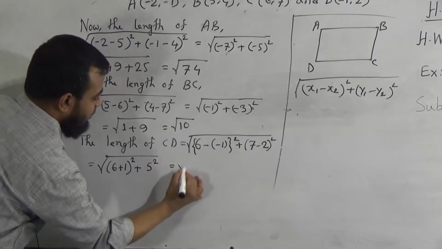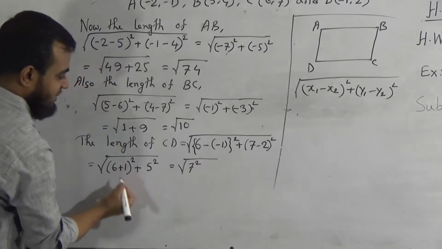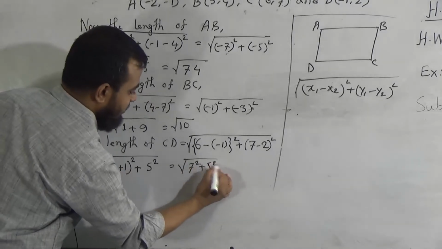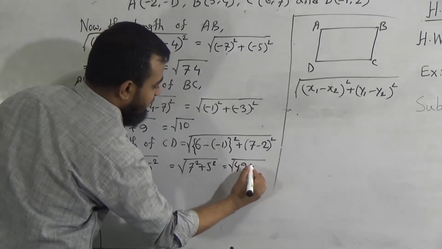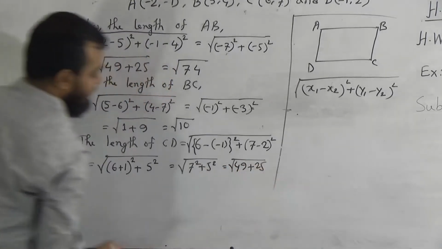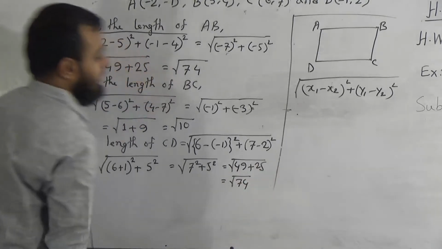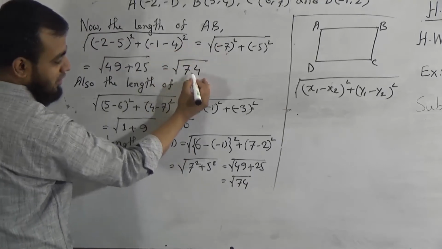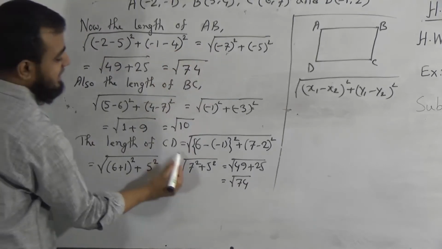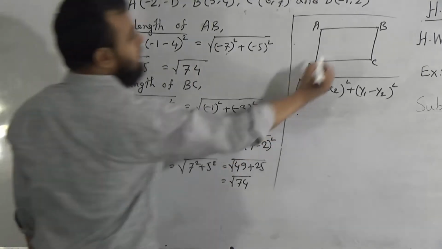That's equal to, we can write down square root of 7 square, because 6 plus 1 equals 7, plus 5 square. So 7 square equals 49 and 5 square means 25. That's equal to square root of 74. That means the length of AB equals square root of 74, the length of CD equals square root of 74. That means these two lengths are equal to each other.